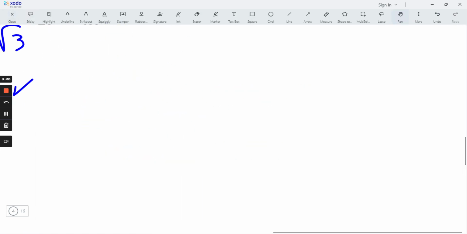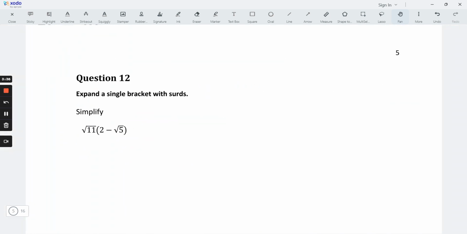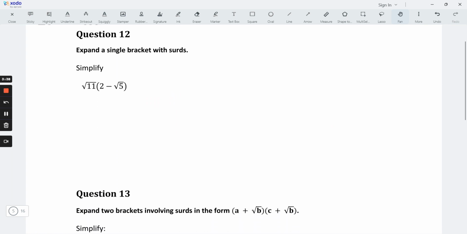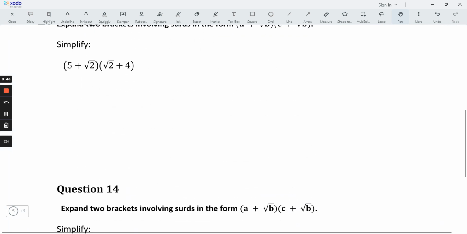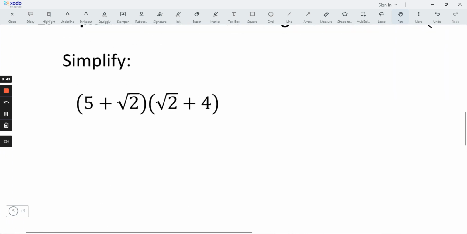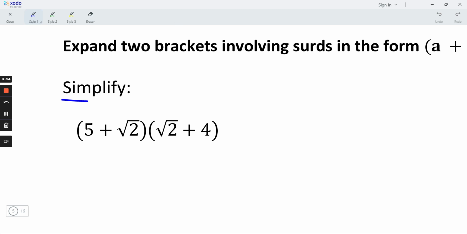What else here? Question 12, we should also expand it again. So the square root of 11 times 2, the square root of 11 times 5. Here we have to expand these brackets. Sometimes they will ask you to simplify, or sometimes they will say expand and simplify. So 5 times the square root of 2 will give 5 square root 2. 5 times 4, which is 20, plus 20.